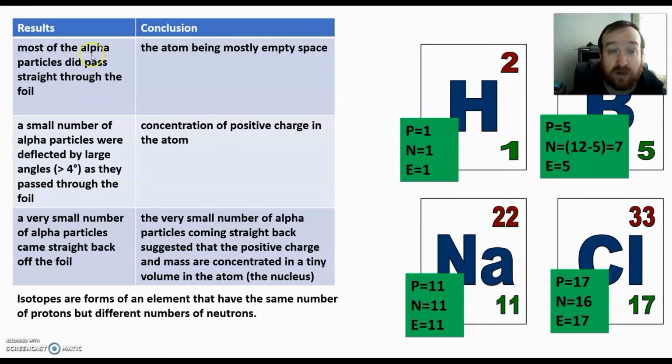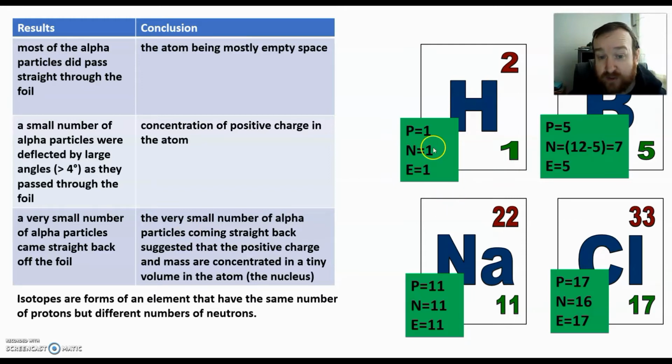This tells us, so straight through, most of the atom is empty space. Some were deflected by a small angle: there's a concentration of positive charge in the atom. And they go back at a very high angle, some completely backwards, means that the mass and charge is concentrated inside a tiny volume, the nucleus.